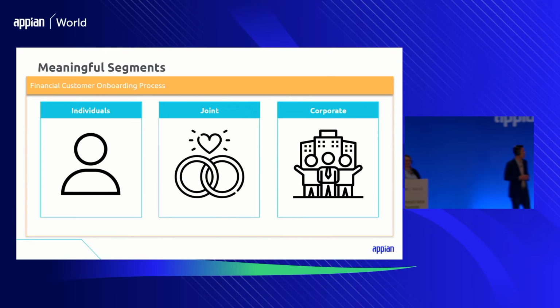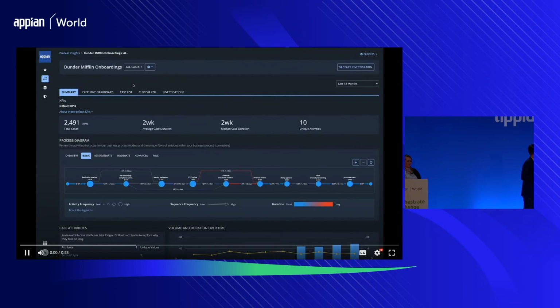So, as we saw, we have individual accounts, joint accounts, and corporate accounts. But as you can imagine, the onboarding process is probably going to look very different, and is expected to be different, for corporate accounts, whereas individual and joint accounts go through a very similar process. Therefore, we want to segment some of those so that we're measuring things in the right context. Let's look at how Process Insights helps with that.